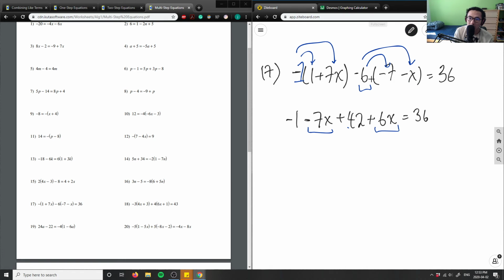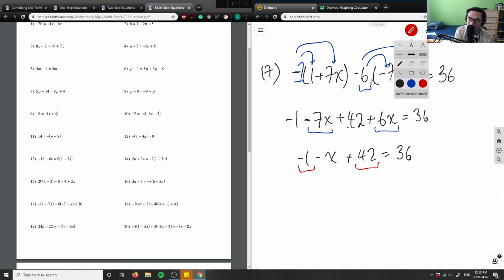So let's do that first before I do my constants. So negative 1, and what's minus 7x plus 6x? This will equal just simply minus x, right? So minus x plus 42 equals 36. And now I can collect these constant terms, right? These terms here, negative 1 and 42. So I still have negative x here, but negative 1 plus 42 equals 41, right? Sorry, I have a brain fart here. Negative 1 plus 42 is 41. So minus x plus 41 equals 36, right?